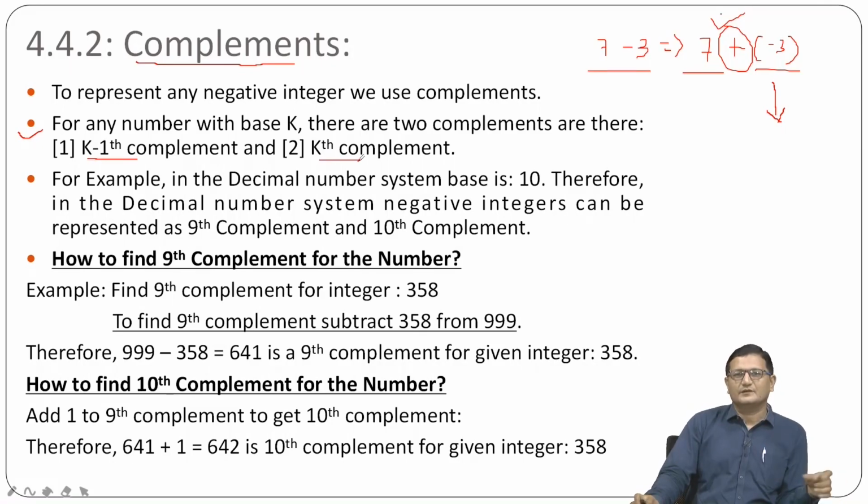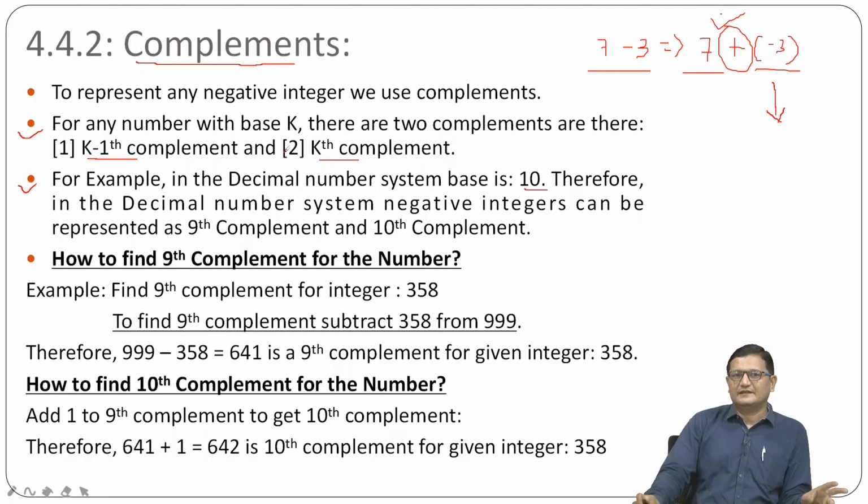Now, you will say, okay sir, these things are not clear. So, we'll go ahead with an example. Let's suppose we talk about the decimal system, right. In the decimal number system, what is the base? It is 10, okay. So, the base of the decimal numbering system is 10.